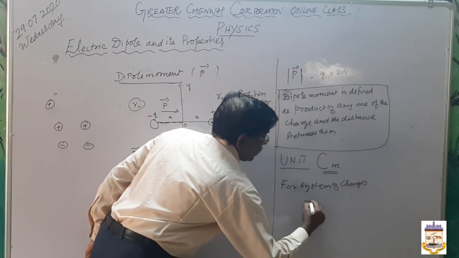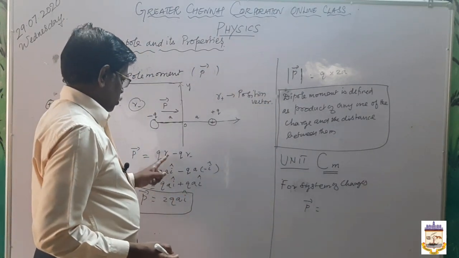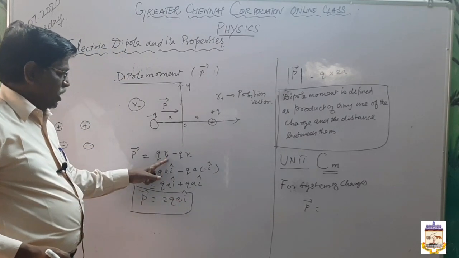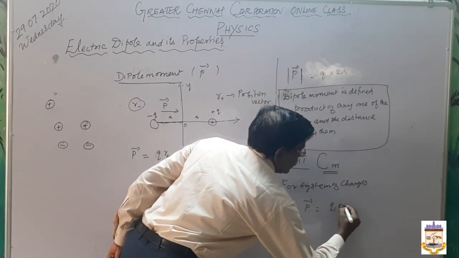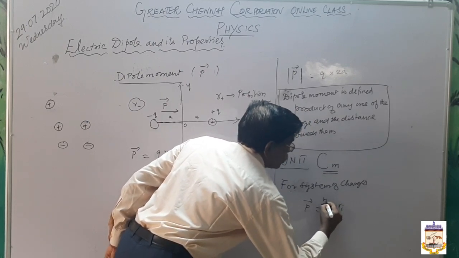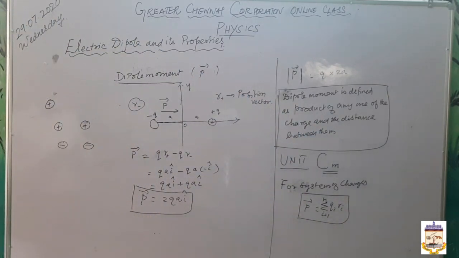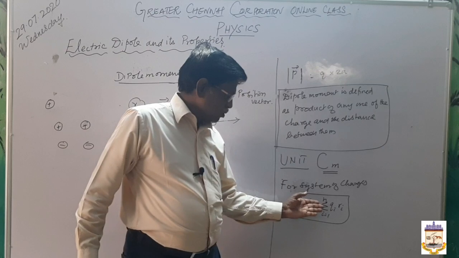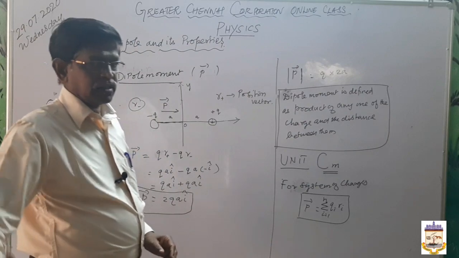What is the formula? Either you can say 2qa, the distance into charge, or the position vector into charge. So q_i r_i, okay. So it's a summation, i equal to 1 to n. For a collection of charges, we can also find the dipole moment. So the dipole moment for the system, collection of charges, p vector equals sigma i equal to 1 to n q_i r_i.